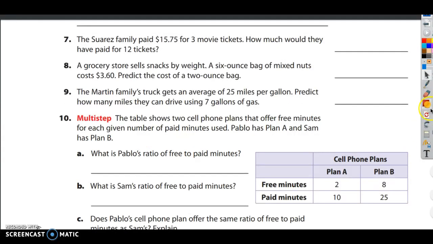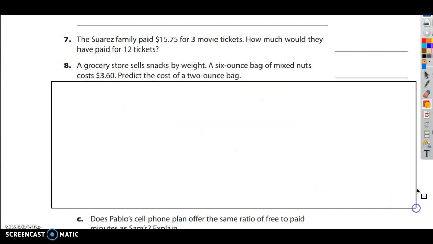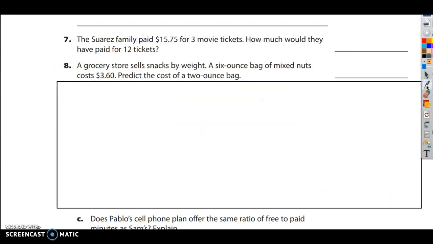All right, number 7. I'm going to get a whiteboard for this one. Number 7 and maybe 8 we'll do on the whiteboard. Number 7 reads, the Suarez family paid $15.75 for 3 movie tickets. How much would they have paid for 12 tickets? Once again, almost always, if we set this up, you'll understand the strategy. You may not recognize the strategy yet, but let me set it up. I'm just going to write it out as a fraction, and I bet you'll recognize the strategy.